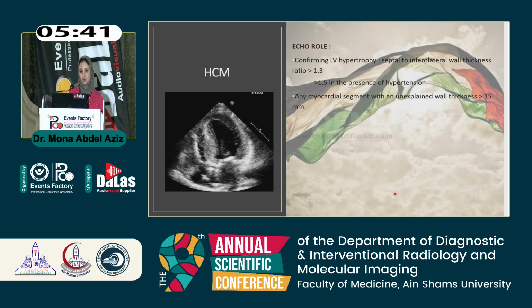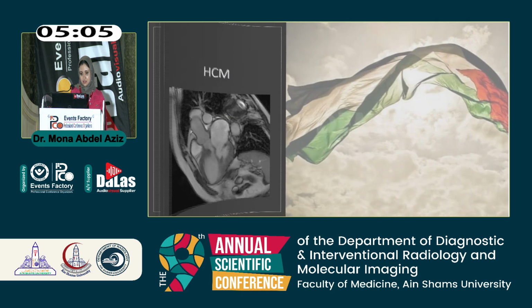So we start with the echo, as usual, to confirm the left ventricular hypertrophy: the septal to inferolateral wall thickness, which as we said before should be more than 1.3, and more than 1.5 in the presence of hypertension, and also the wall thickness, which should be more than 15 millimeters at diastole. Echo also detects associations such as LVOT obstruction, systolic anterior motion, mid-cavitary obstruction, and assesses the systolic function and the left atrial size.